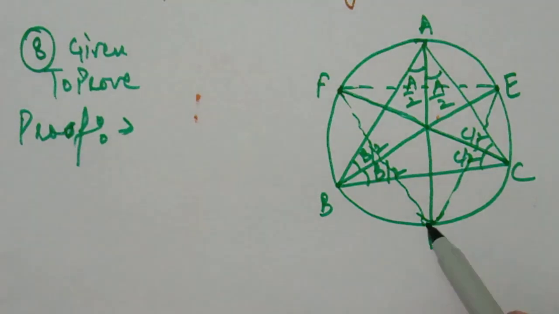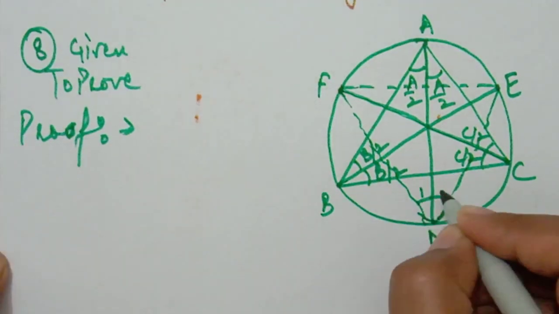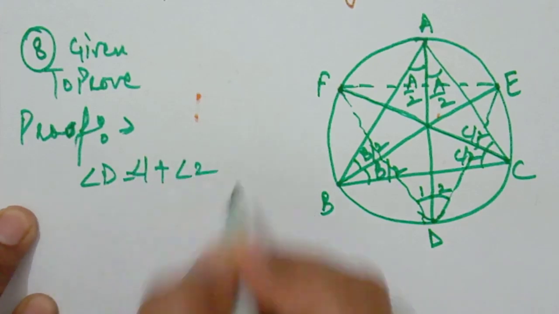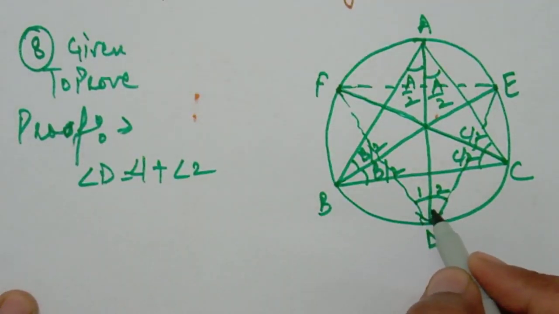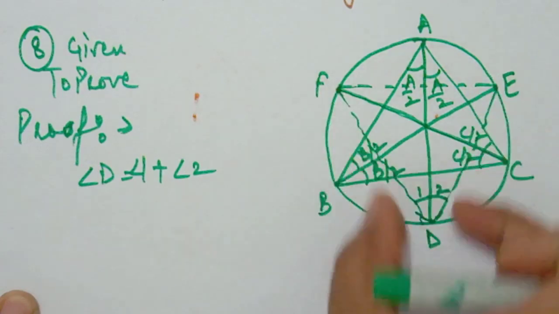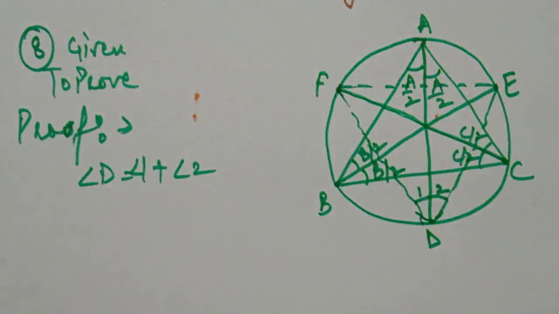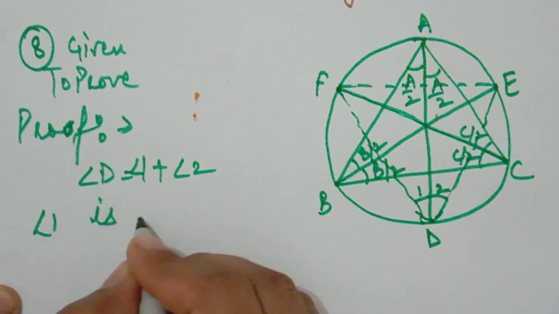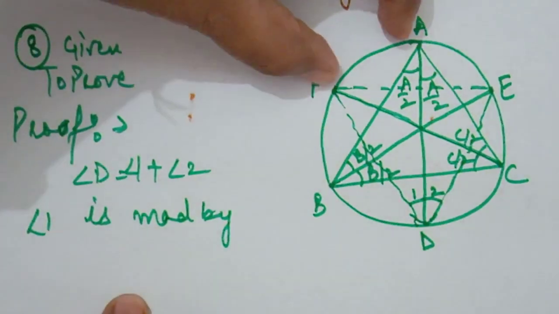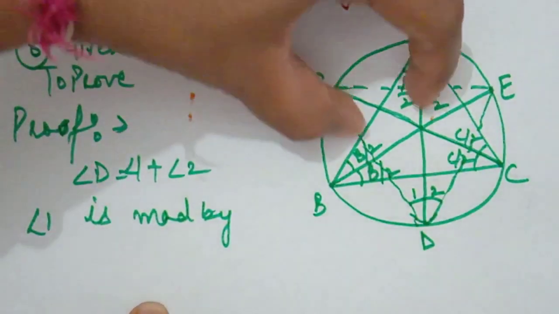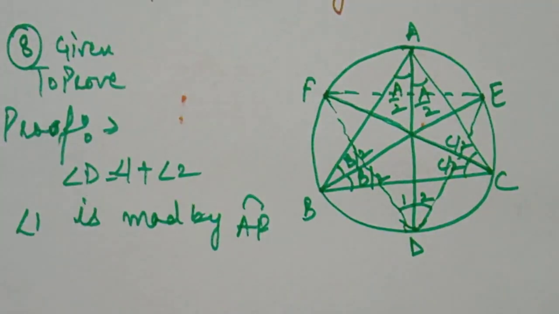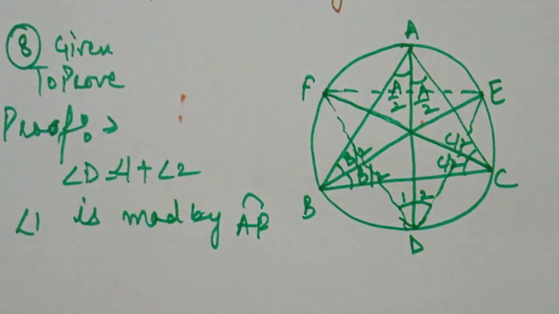Angle D, this is angle D. We will mark them angle 1 and angle 2. Angle D is equal to angle 1 plus angle 2. Angle D is made by this arc EF. Angle 1 is made by which arc? Angle 1 is made by arc AF. This arc AF made angle 1 here.